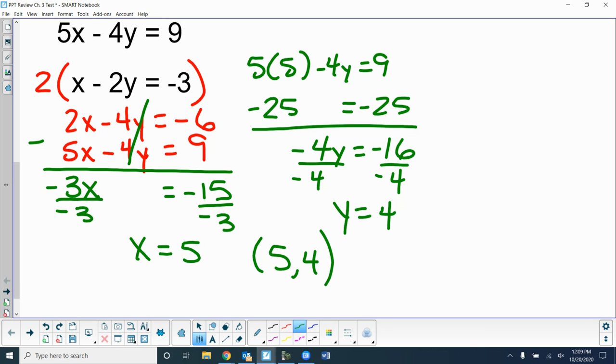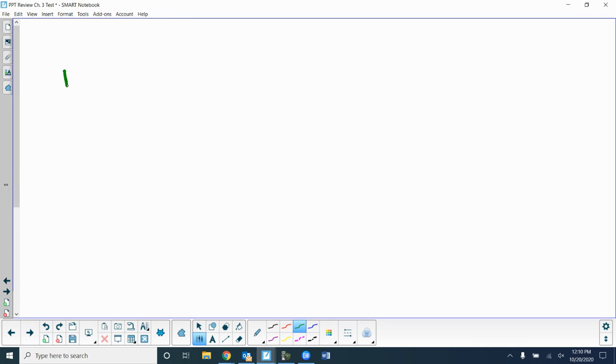Questions on either method? Okay, just a little practice on each one before we go over the actual practice. Okay. So, number one, we got y equals negative x minus 3 and y equals 2x plus 3.